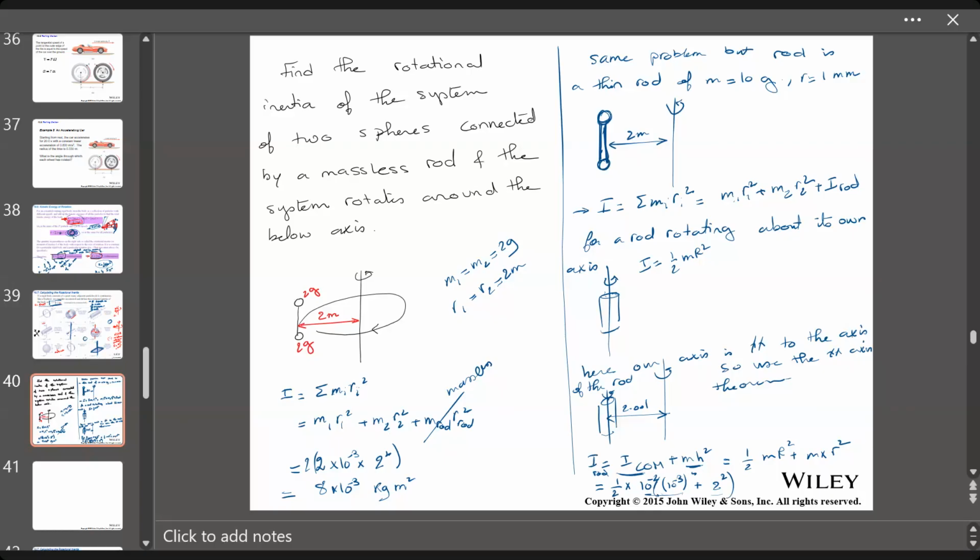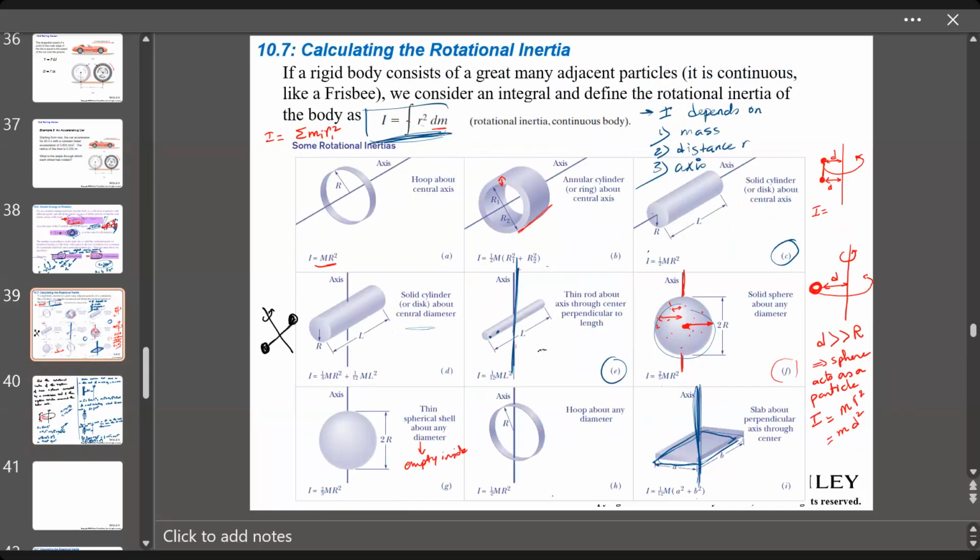Now the rod itself, I will not put only mr squared because it is a rod, so its rotational inertia is not just its mass times r squared. Actually, its rotational inertia is given here in the table of the rotational inertias. Now our rod is basically like this. It is vertical, and it's rotating around an axis that is next to it here, which I don't see in the table, but I do see in figure C, the rod rotating around its own axis.